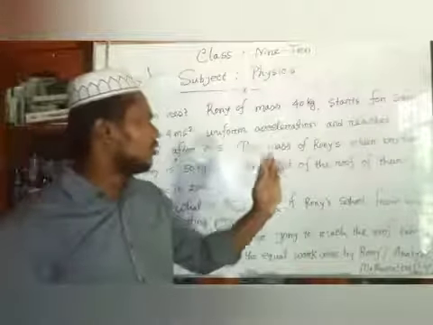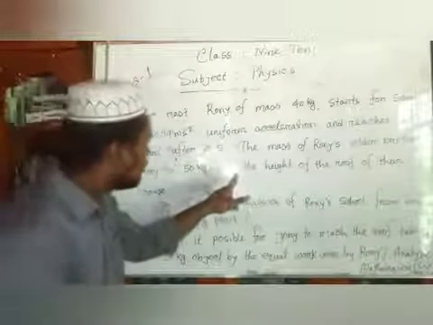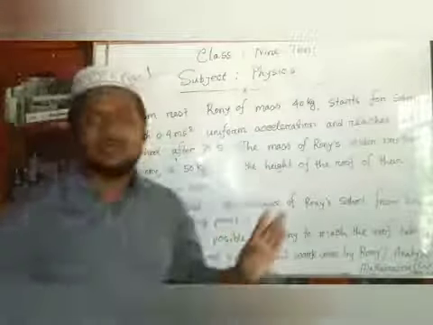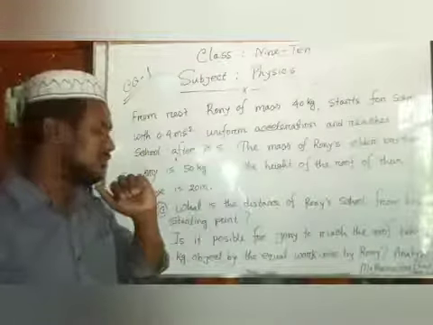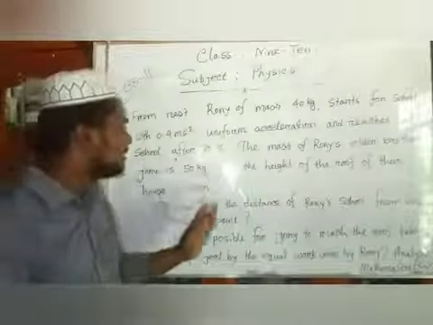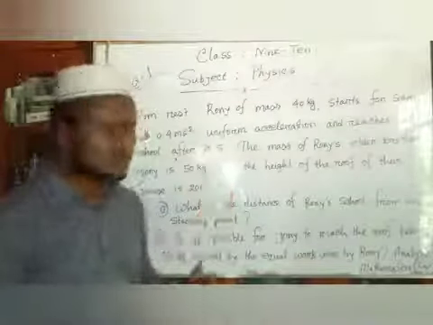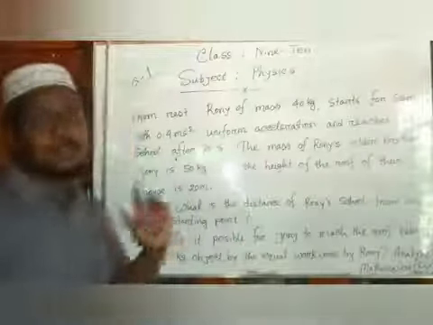The mass of Ronnie is 40 kg and Ronnie's elder brother Johnny is 50 kg, and the height of the roof of their house is 20 meters. Dear students, now the C-type question: what is the distance of Ronnie's school from his starting point?